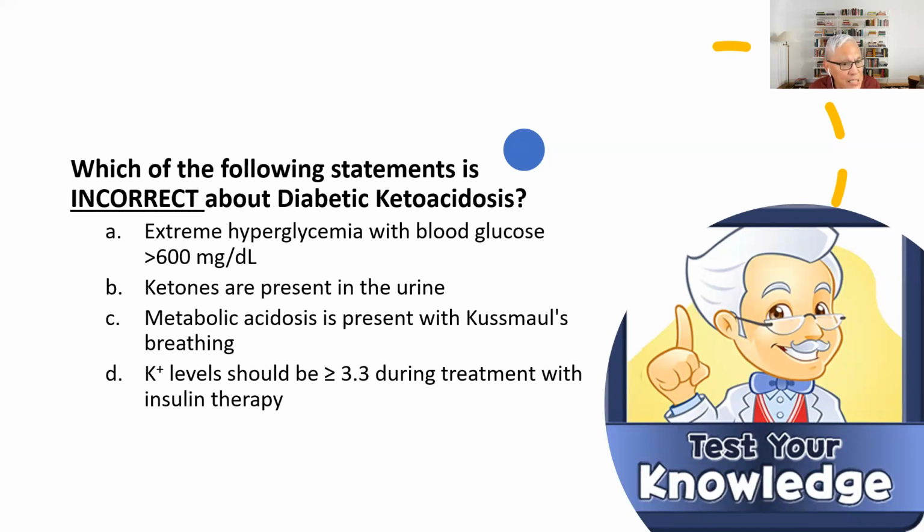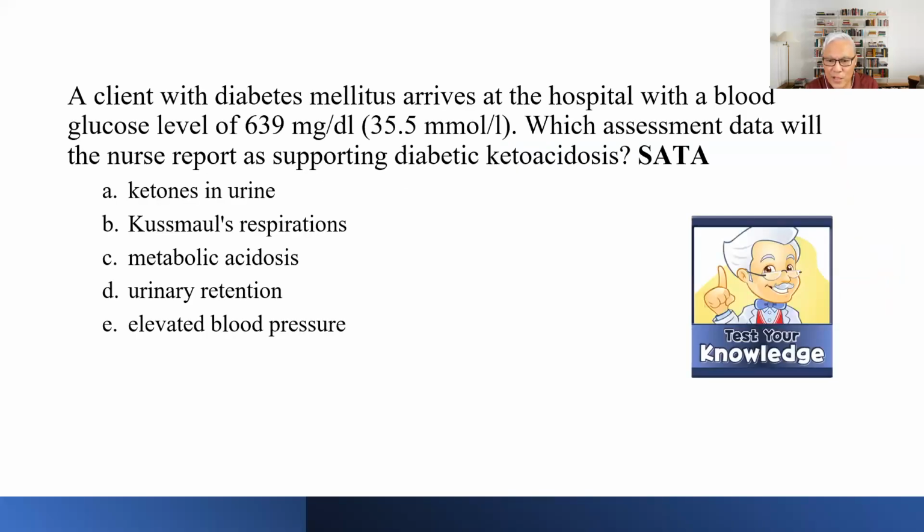Extreme hyperglycemia with blood glucose above 600 would be a diagnosis of the other complication, which we will be talking about next, which is HHS, or hyperglycemic hyperosmolar syndrome. Okay, let's go to another one.